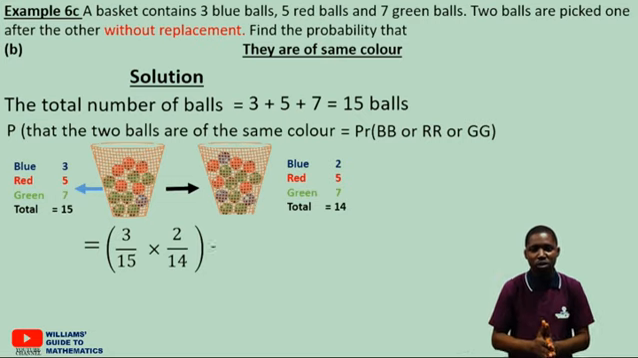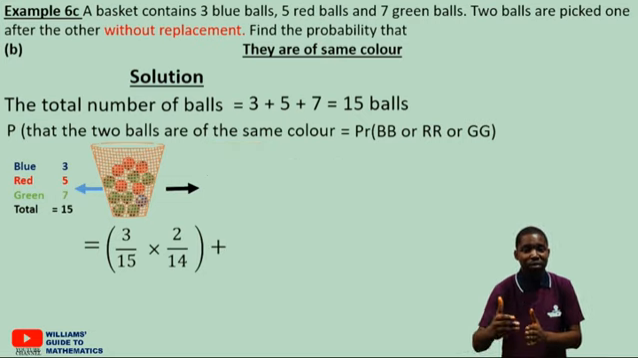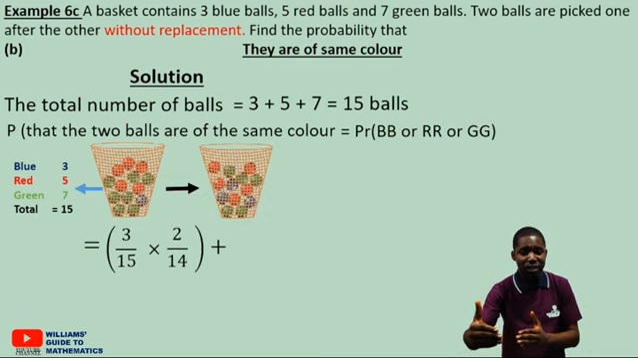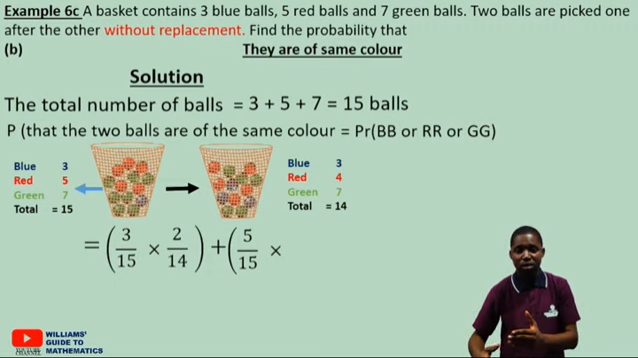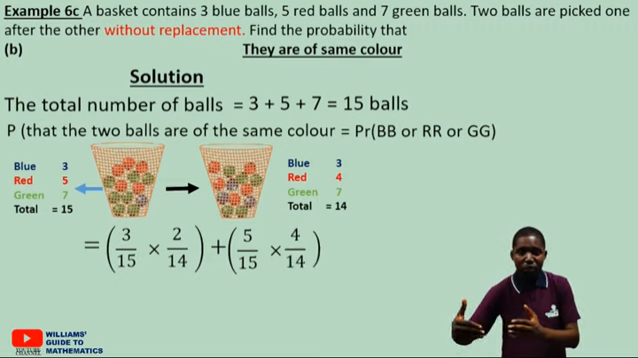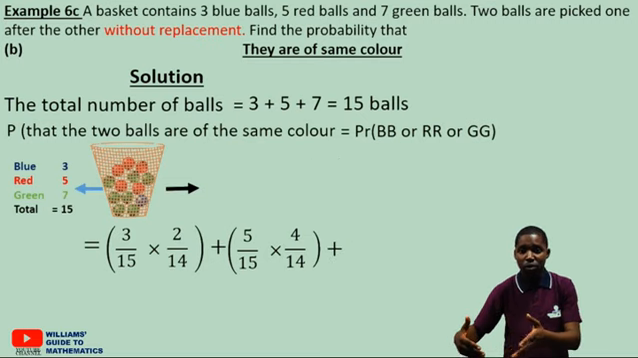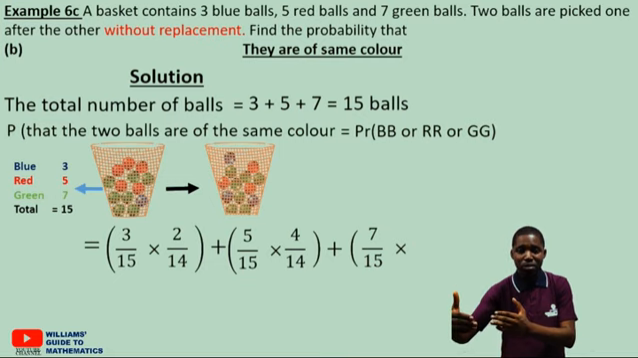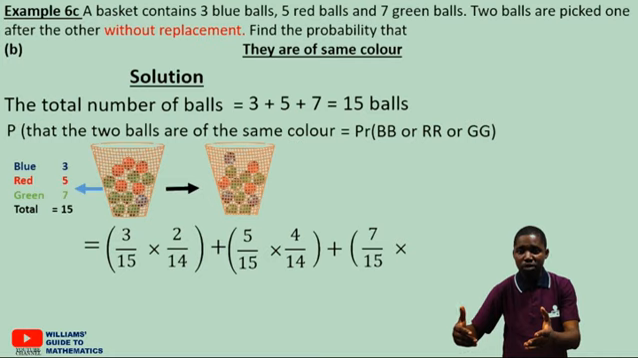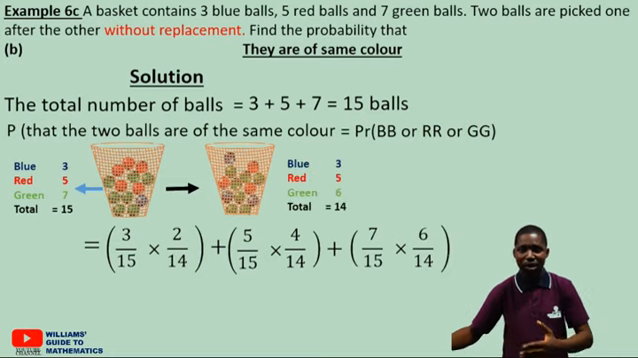Now let me go to the next one, which is probability of picking the red. We have 5 red at first, so we still maintain our 5 for the first pick over 15. Multiply by now. One red is gone, meaning we have 4 more left. So 4 over what? 14, because the total will also be reduced by 1. And the last color, which is green, we have 7 green balls over 15, the total, times 1 green ball is also gone, meaning we have 6 over 14.